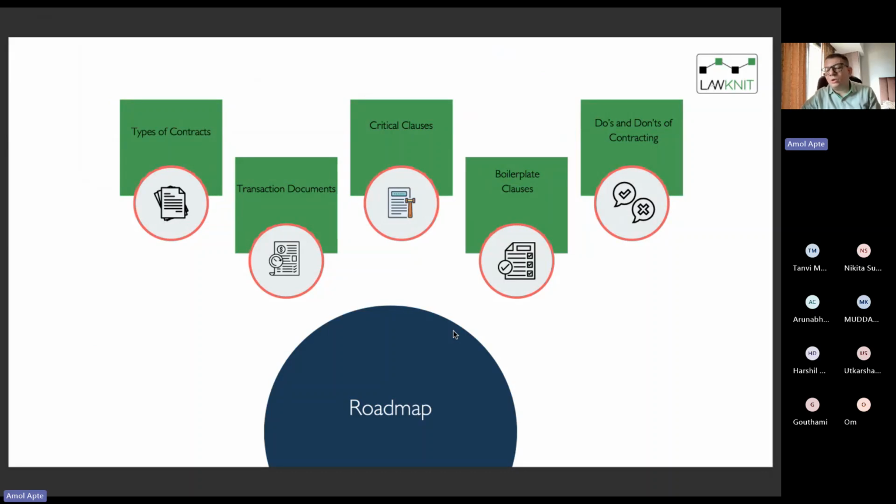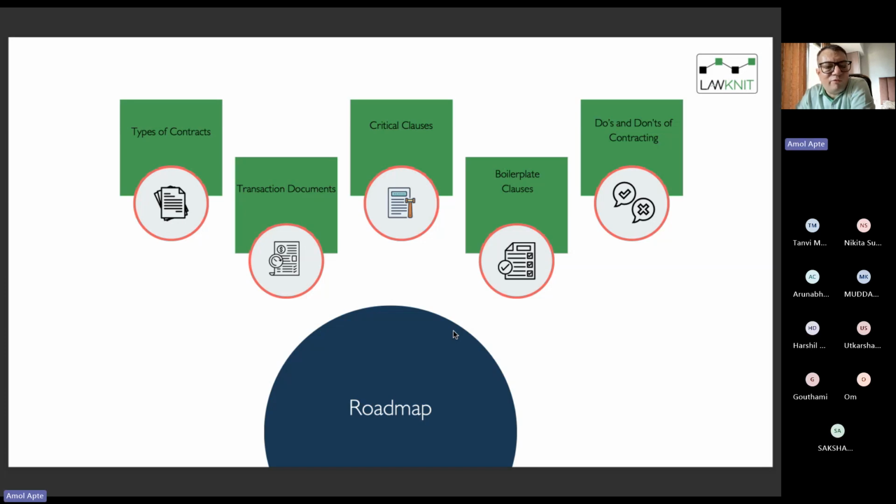Now, the roadmap that we'll follow today is going to be, we'll talk a little bit about types of contracts. This is going to be a suggestive list of types of contracts. Well, there can be a very, very long list of contracts, but this is a suggestive list of contracts that you'll come across in your daily transactions, daily work.